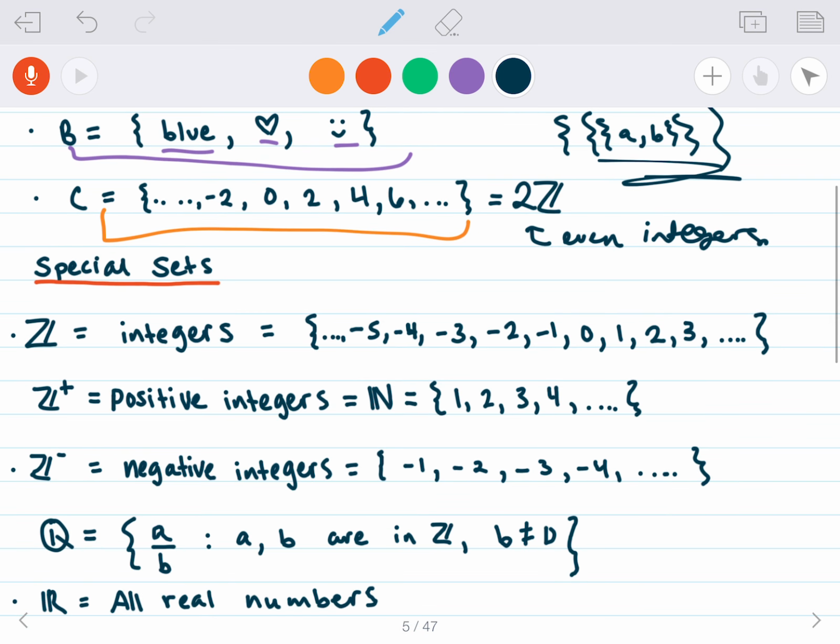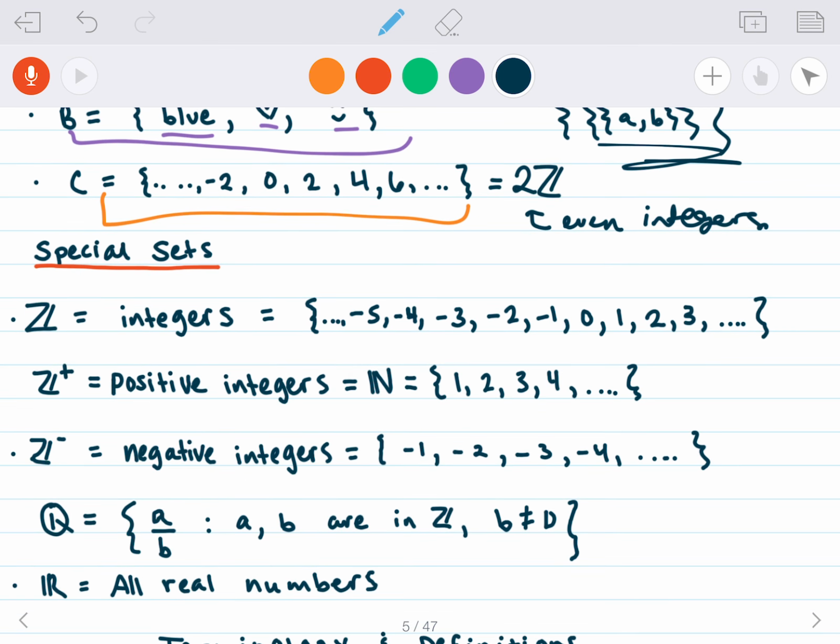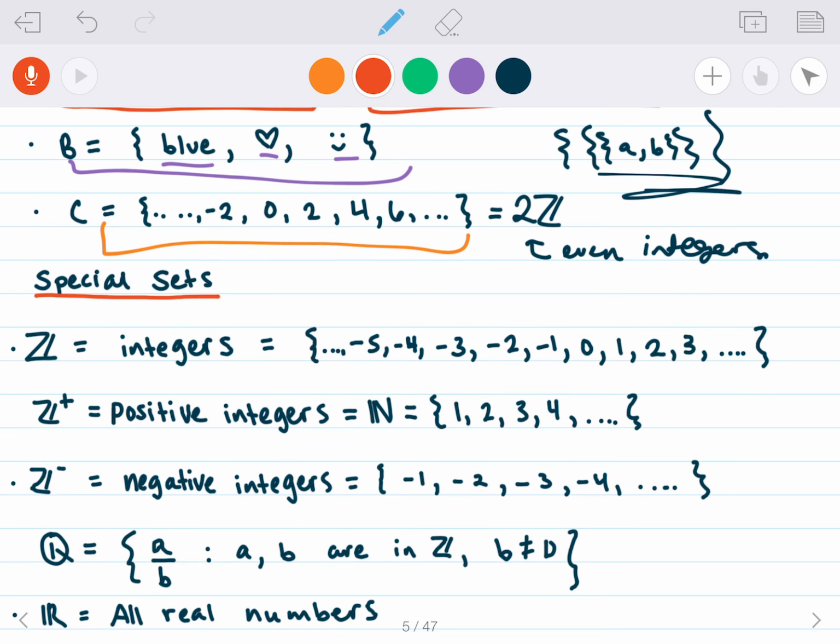Okay, so here are some special sets that we're really going to talk about a lot this semester. The first one I just alluded to is the integers. So your positive and your negative whole numbers, including zero. That's the set of integers, and we use this little Z for that. History for that, I don't know. Maybe someone else knows. Anyway, Z plus is the positive integers, excluding 0, so just 1, 2, 3, 4. Z minus is the negative integers.